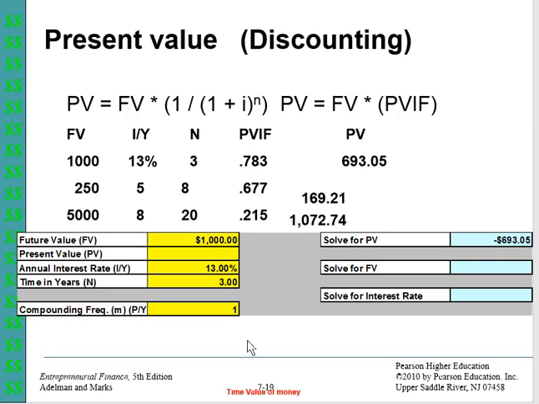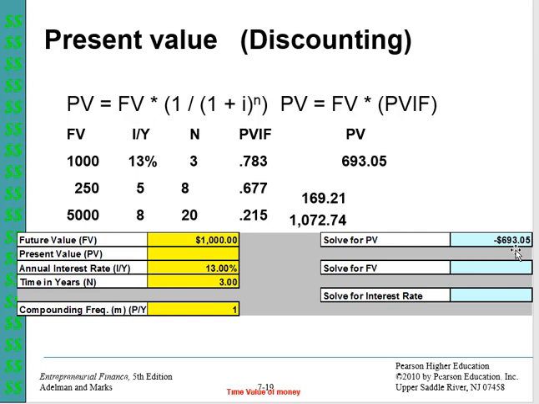So in this instance, for the present value, you're going to receive $1,000 in the future, 3 years from now, and the current interest rate is 13%. What is that worth in today's money? So if we go to our spreadsheet, future value is $1,000, present value is what we're solving for, interest rate is 13% times 3 years. Again, we're still talking about annual compounding. So that is worth $693.05.